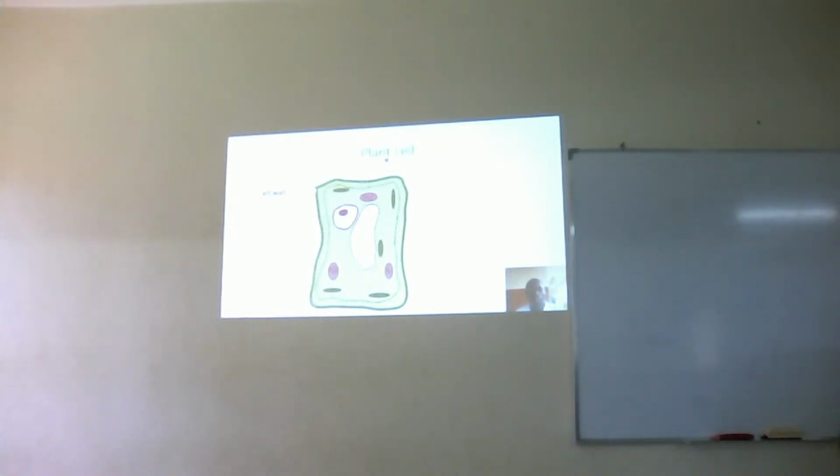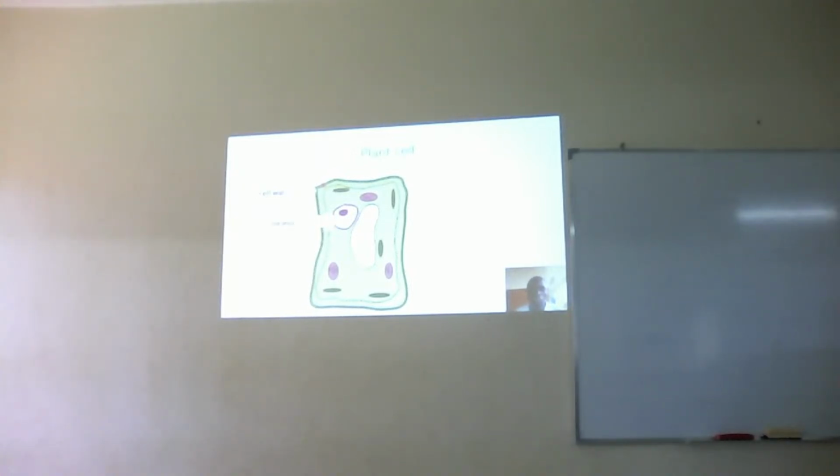We say one, this is the outer covering of the plant cell, the cell wall. You can see it is a bit thick, and this is made up of what we call cellulose, and it gives the shape to the plant cell and protects the inner parts.